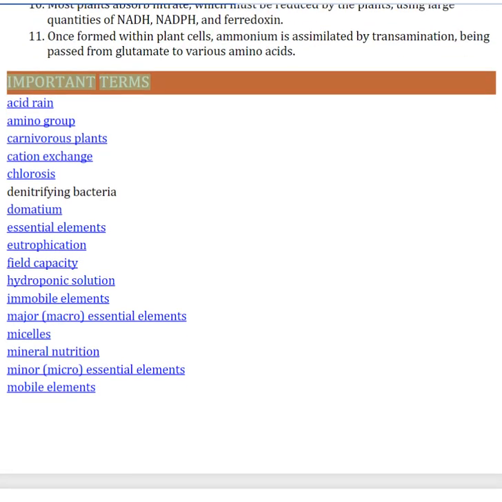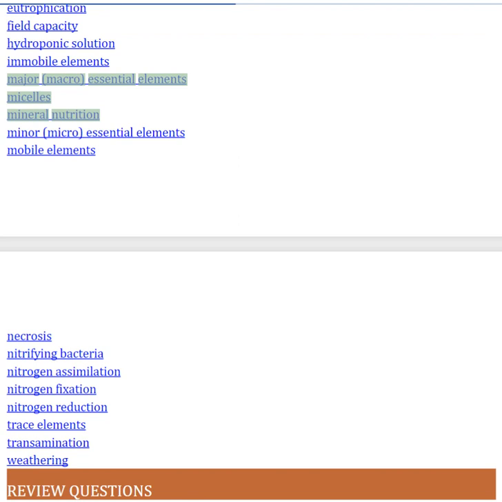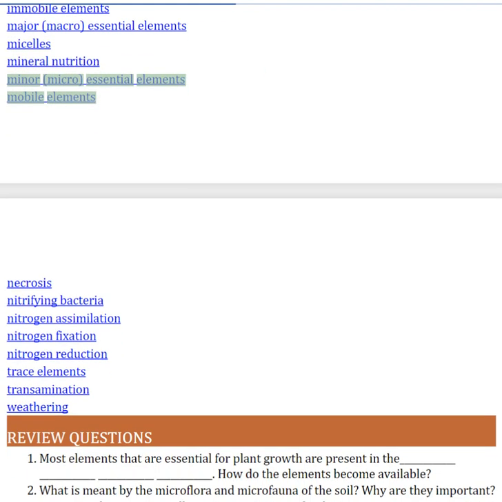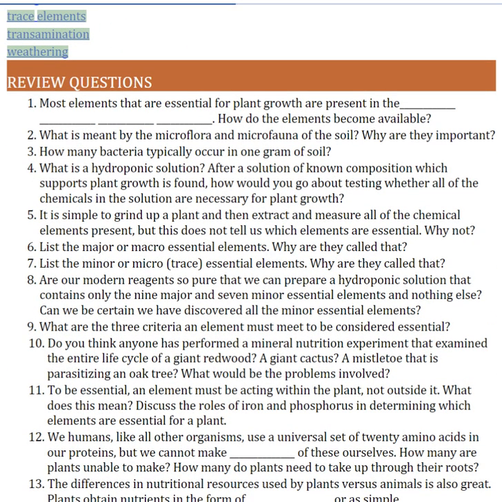Important terms. Acid rain, amino group, carnivorous plants, cation exchange, chlorosis, nitrifying bacteria, domatium, essential elements, eutrophication, field capacity, hydroponic solution, immobile elements, major essential elements, Mitscherlich's mineral nutrition, minor essential elements, mobile elements, necrosis, nitrifying bacteria, nitrogen assimilation, nitrogen fixation, nitrogen reduction, trace elements, transamination, weathering.